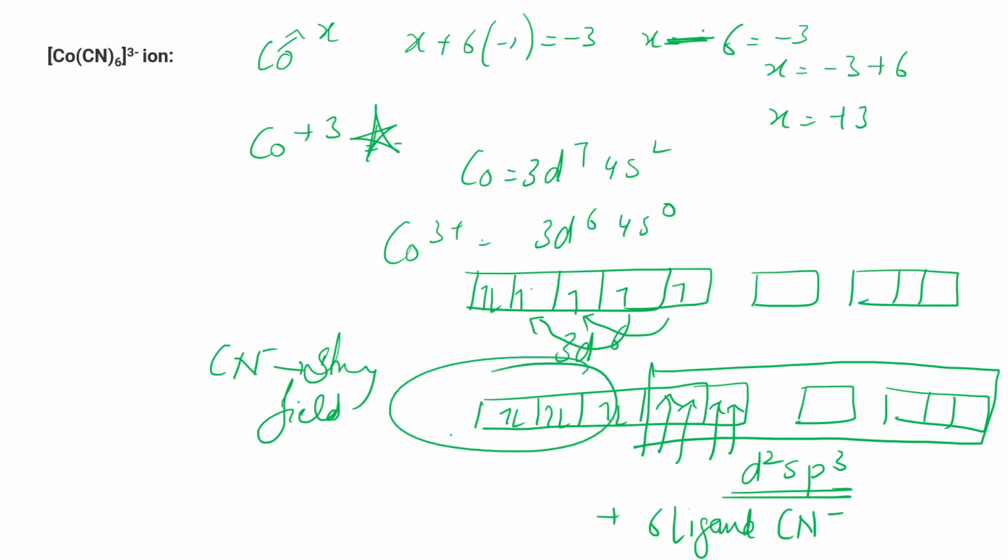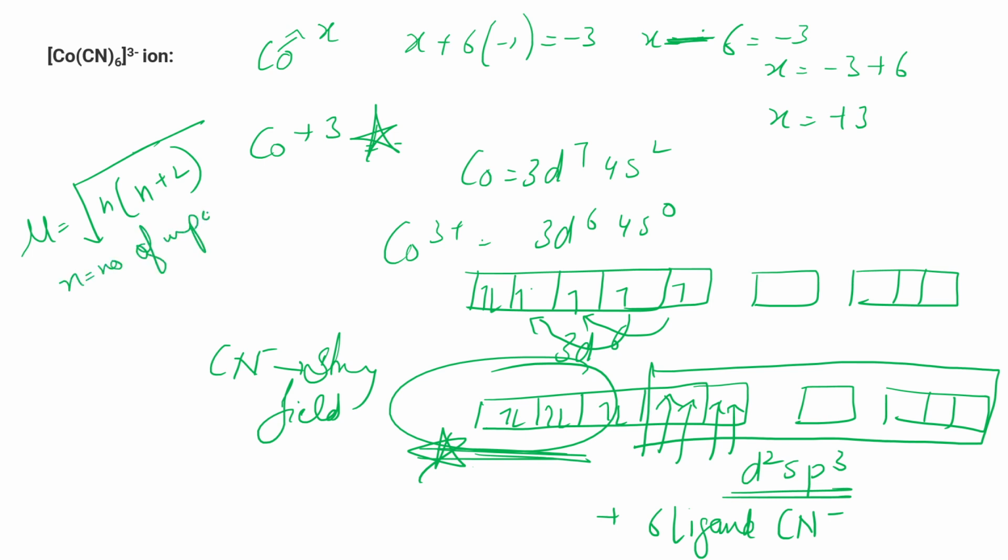So are there any unpaired electrons present? The question was, what is the magnetic moment in this complex? Since there are no unpaired electrons present, how will you calculate? Mu is equal to under root n into n plus 2. This is the formula. Okay. n is the number of unpaired electrons. n is equal to 0.